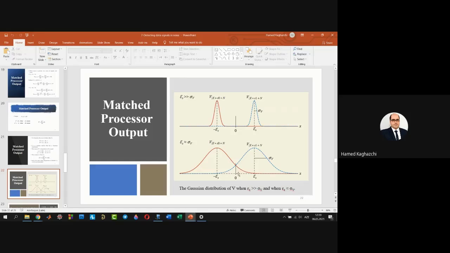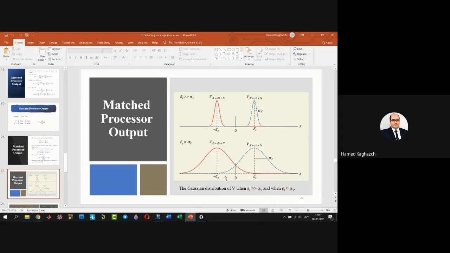Maybe I will have error if the energy of the signal is approximately equal to the standard deviation of the signal. It means that we will try to have the system with high energy, or with a small standard deviation.